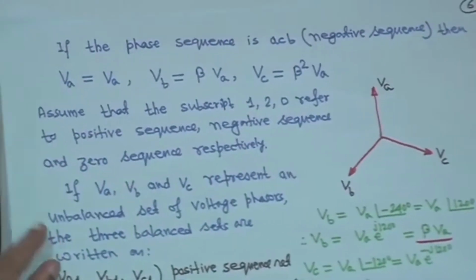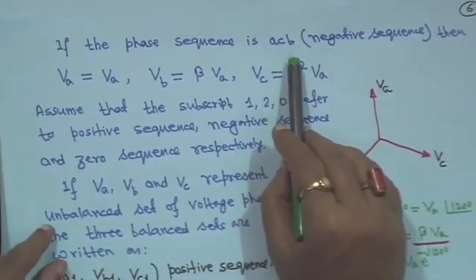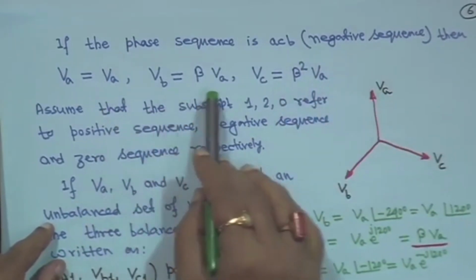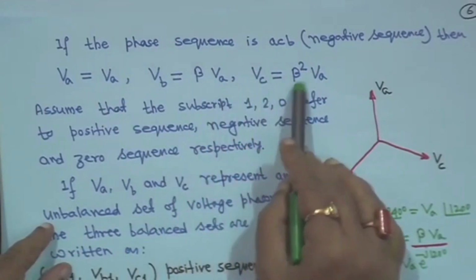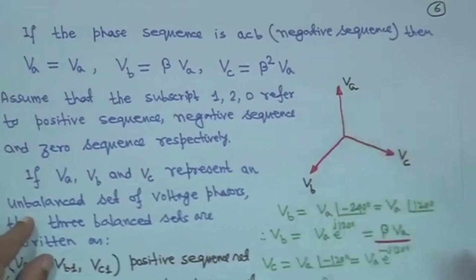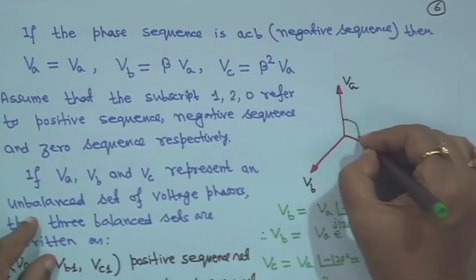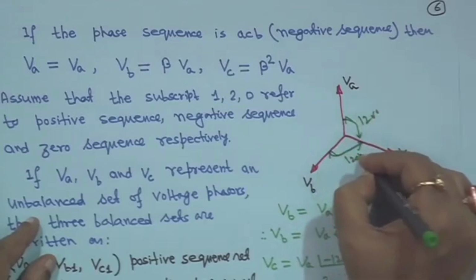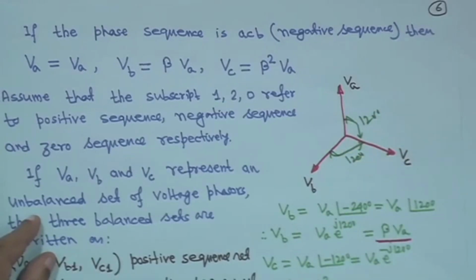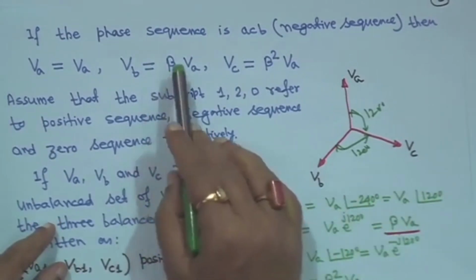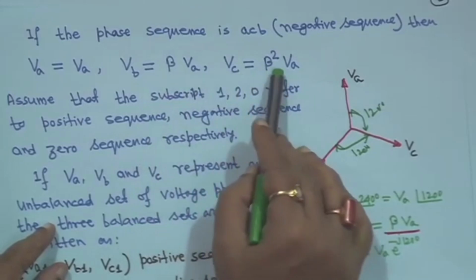Next, if the sequence is ACB, I mean if it is a negative sequence, then VA is equal to VA, VB will become beta VA and VC will become beta square VA. Now the sequence is ACB, that means VC lags VA by 120 degrees, and this one is also 120 degrees. And VB lags VA by 240 degrees. Whatever we did previously was beta square; now it will be beta, and what was beta will now be beta square.